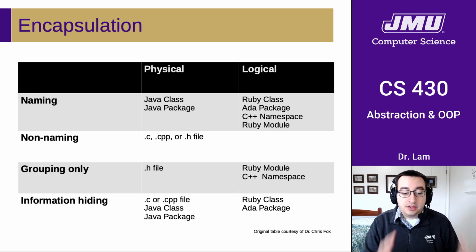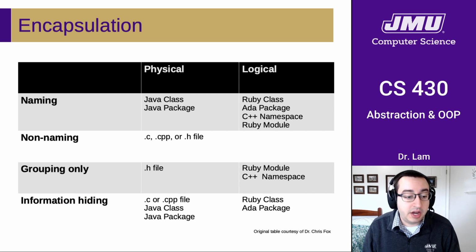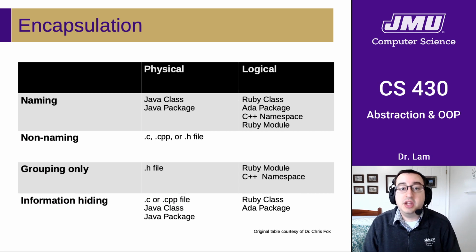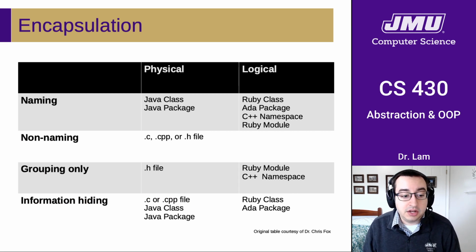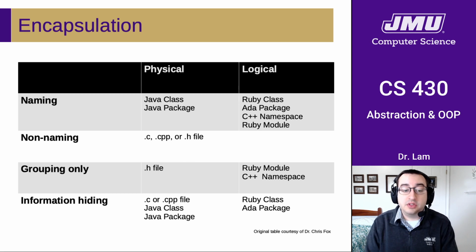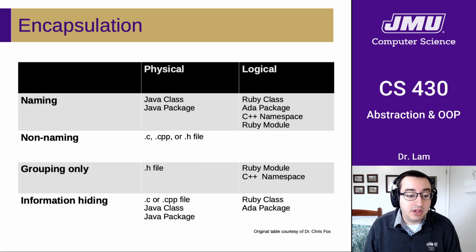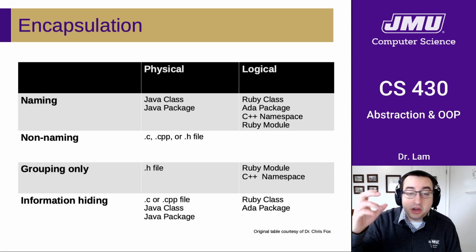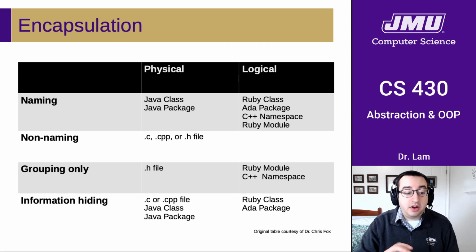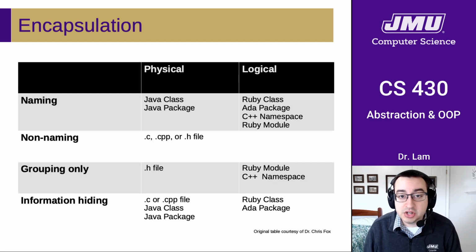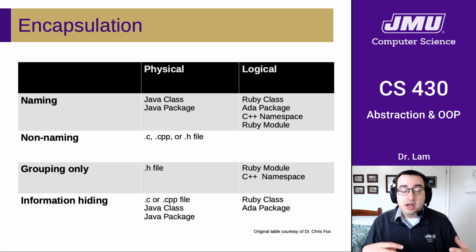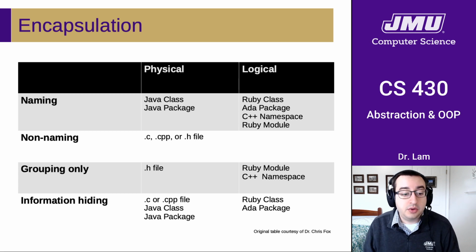So here's a nice table that was originally put together by Dr. Fox that summarizes some of the things that you may be familiar with in terms of whether they are physical versus logical encapsulation, and then whether they fall into naming or non-naming, and then whether they fall into grouping only versus information hiding. And you'll notice here that things can appear in multiple places. So for instance, you can have a Java class, or you could have a Ruby class. So you have classes in both of those languages.